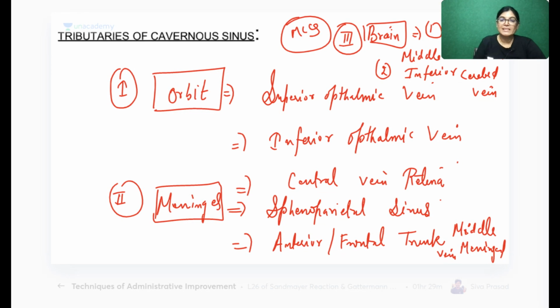Okay, superficial middle cerebral vein, inferior cerebral vein; in the orbit, superior ophthalmic vein, inferior ophthalmic vein; in the meninges, sphenoparietal sinus, anterior frontal trunk of middle meningeal vein. So these are the tributaries of cavernous sinus. Got it?